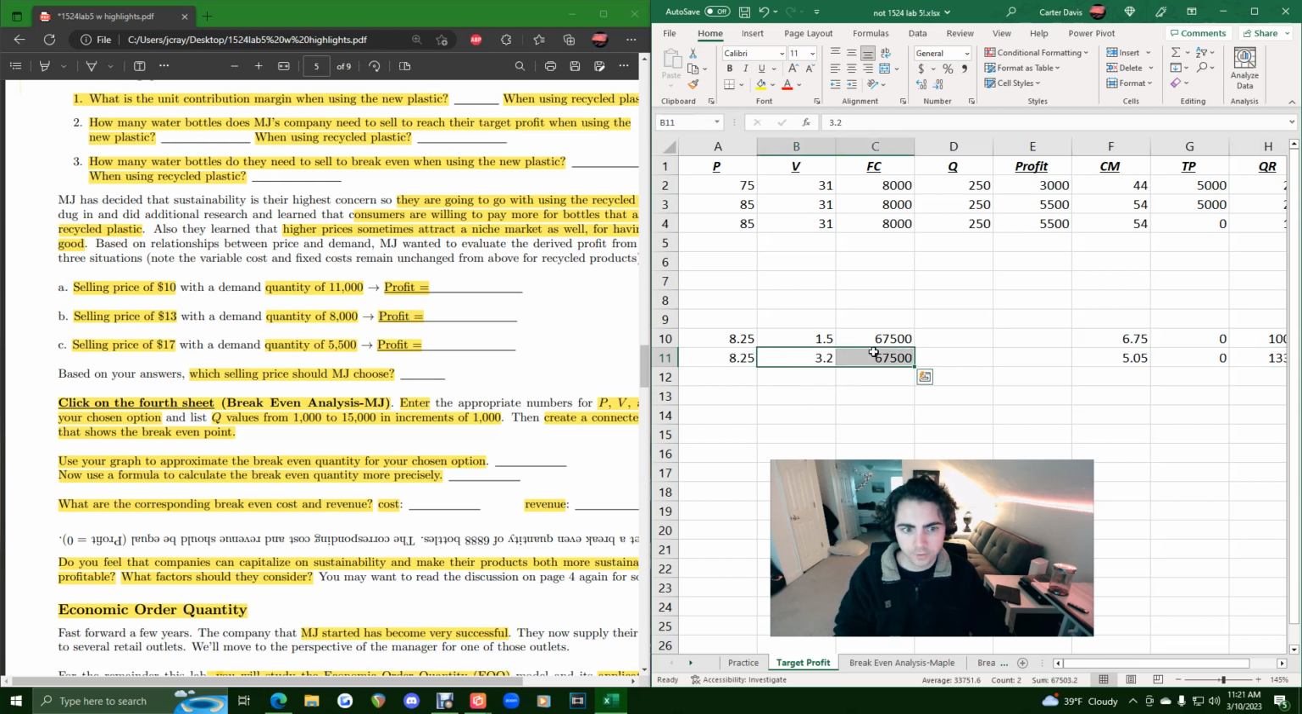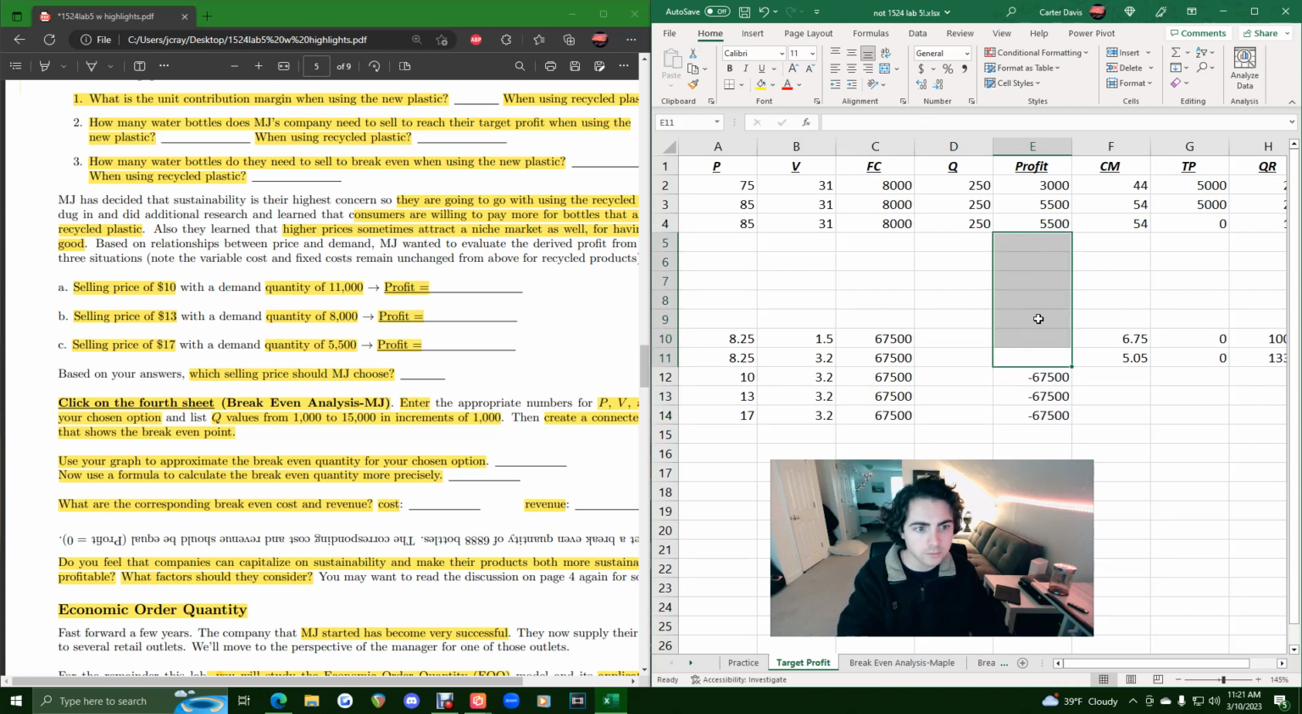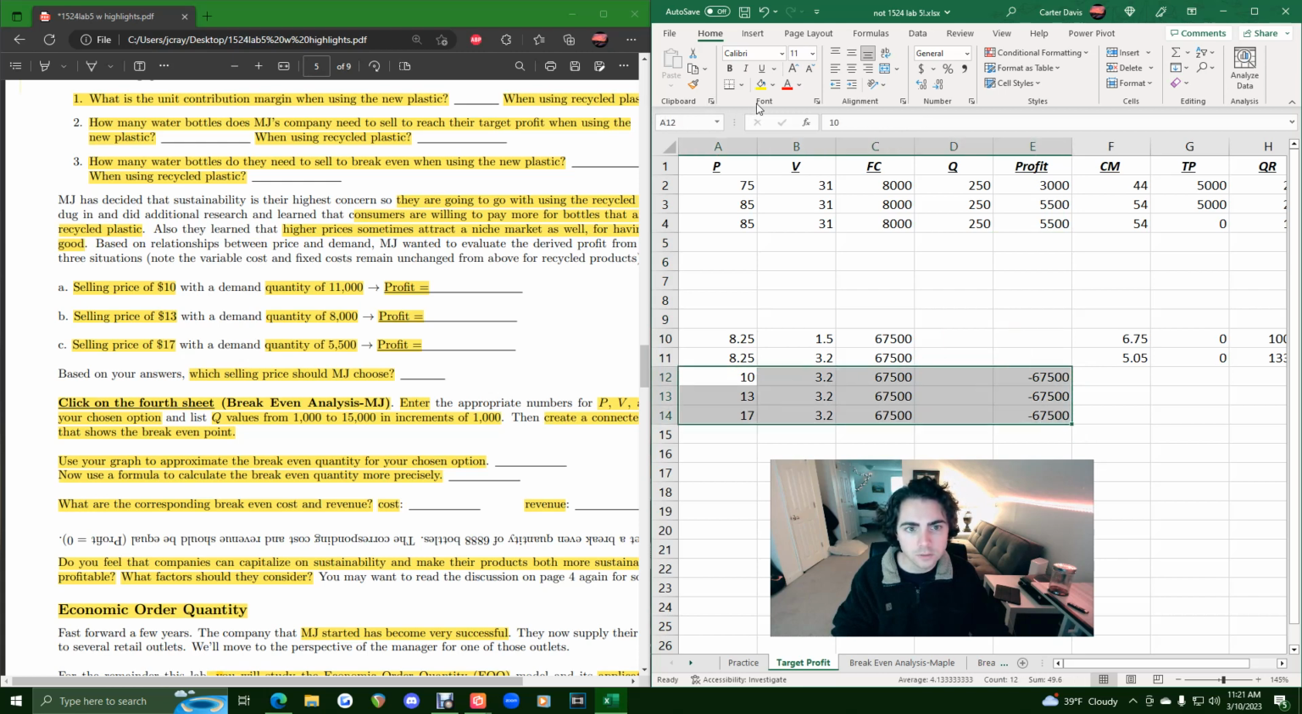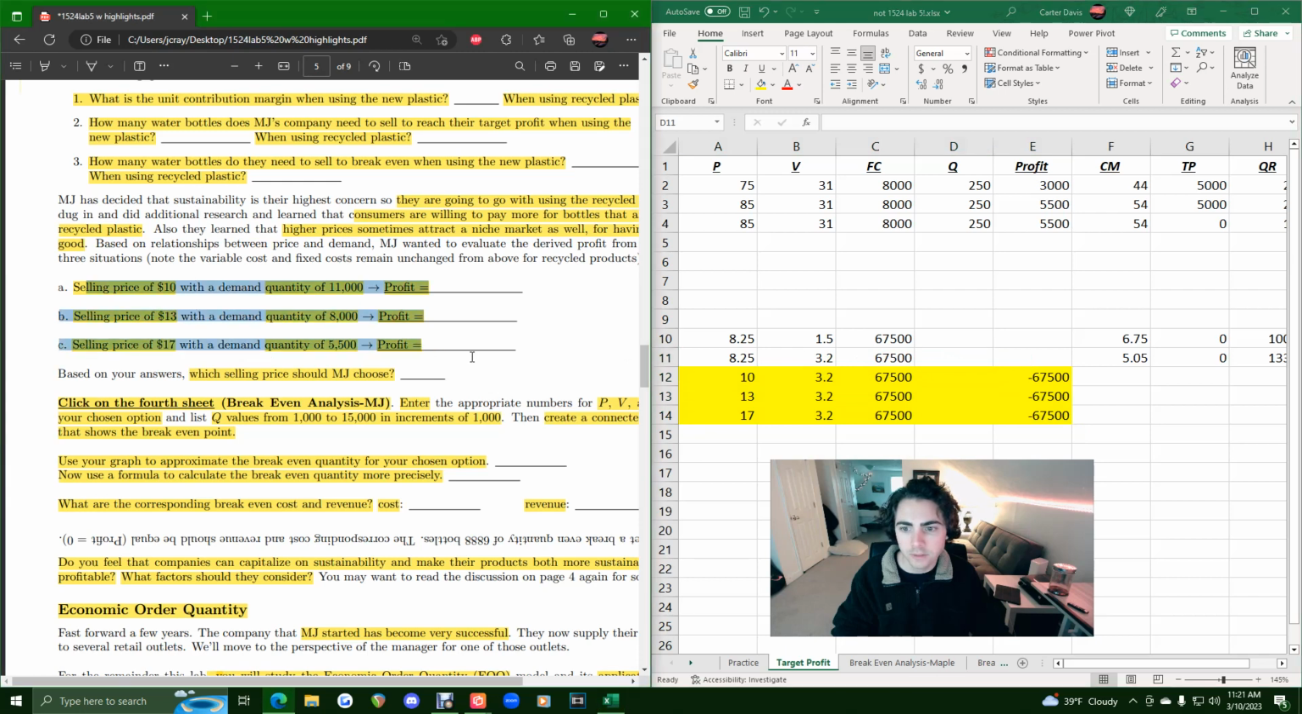So variable costs and fixed costs should be the same, but if the selling price is 10, 13, and 17 with different quantities, we're gonna drag these down. Let's go ahead and drag this down. We'll get rid of these first two, or all these, I guess. And we're gonna watch how the profit changes when we input different quantities for these three corresponding examples, looking at these guys here. So we'll do something like this.